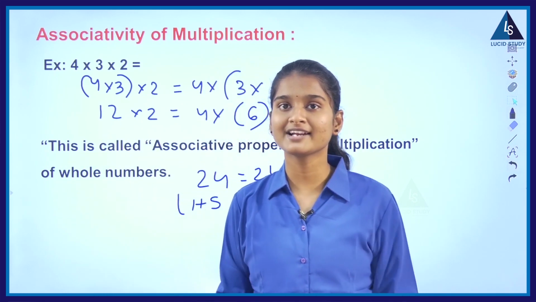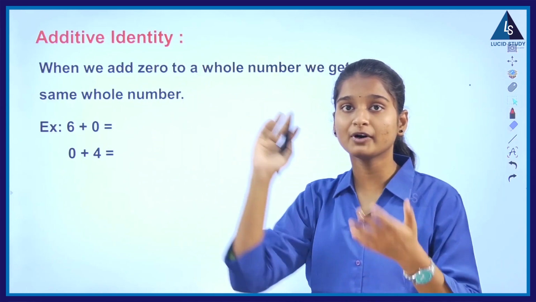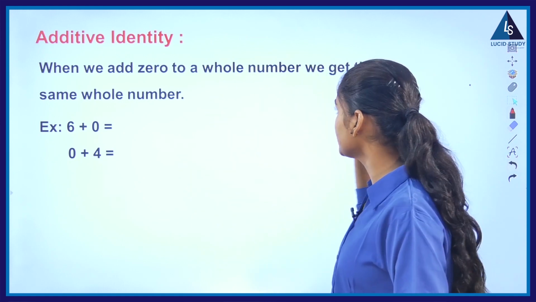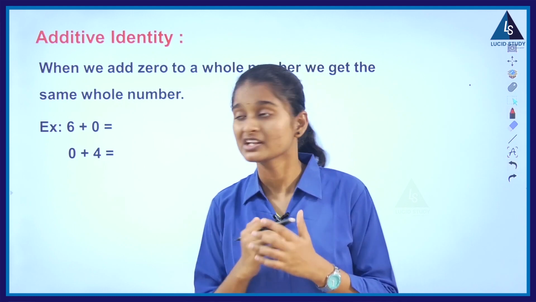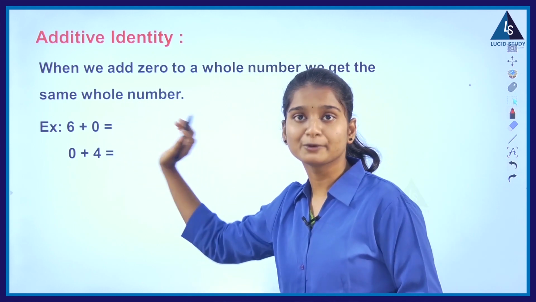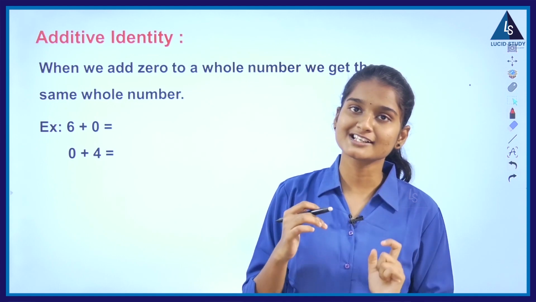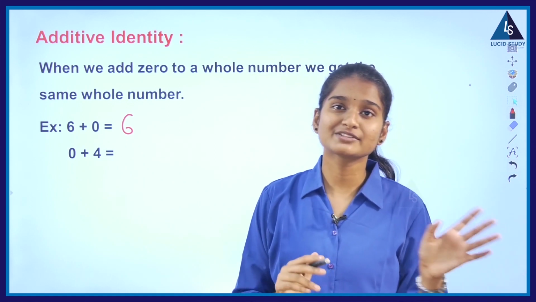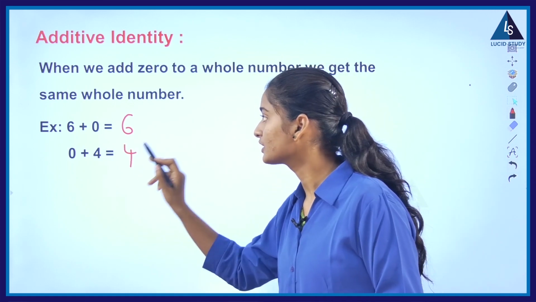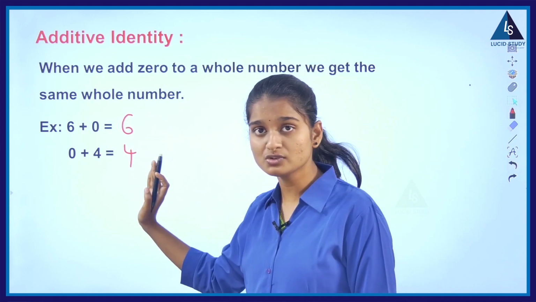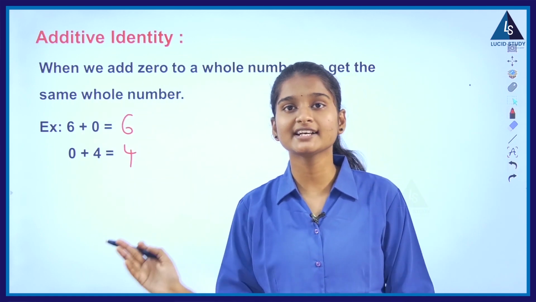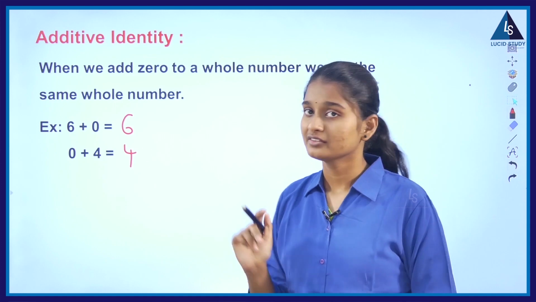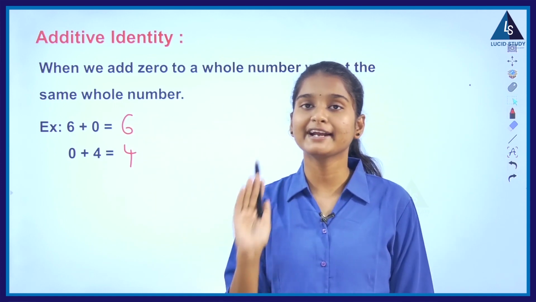Now let us go through another property. So children, now we will learn about additive identity. Additive identity is nothing but when we add 0 to a whole number, we get the same whole number. So for example, 6 plus 0. What is 6 plus 0? 6 plus 0 is 6. 0 plus 4 is equal to 4. So children, when any number is added to 0 or if 0 is added to any other number, the sum is the same number. The value does not differ. So 0 is called the additive identity.